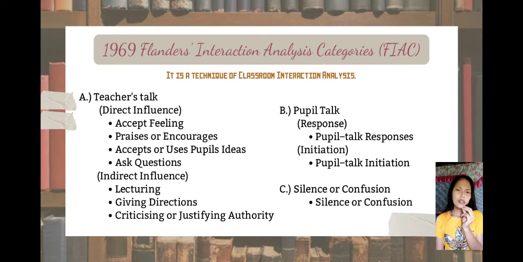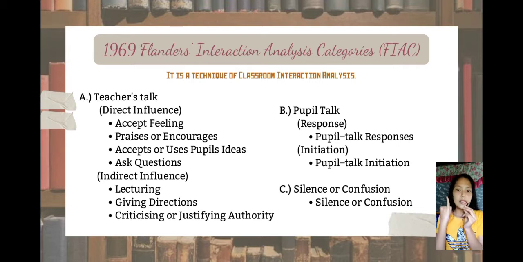Okay, Flanders interaction analysis, what is it all about? What is the purpose of it? Well, as you all know, this is a type of interaction analysis that helps us to understand classroom interaction and to determine the classroom climate. It consists of 10 categories from its possible conditions.